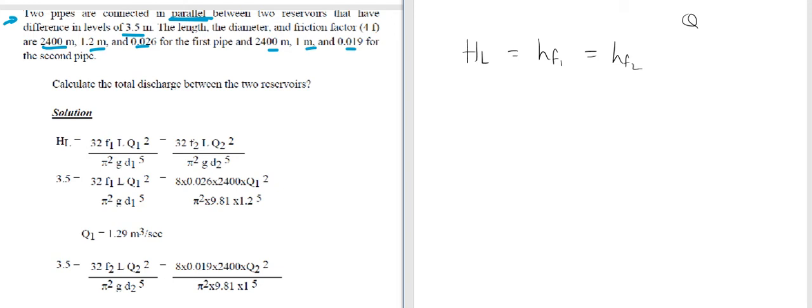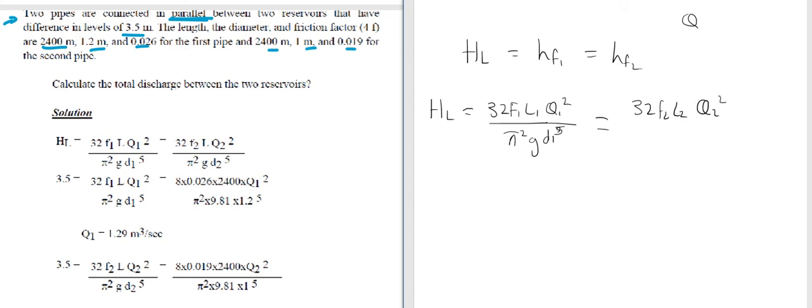So now writing this expression again, we have HL equal to, for HF1, 32 F1 L1 Q1 square over pi square G D1 raised to power 5, which will now be equal to 32 F2 L2 Q2 square over pi square G D2 raised to power 5. You may ask, why is Q1 not equal to Q2?